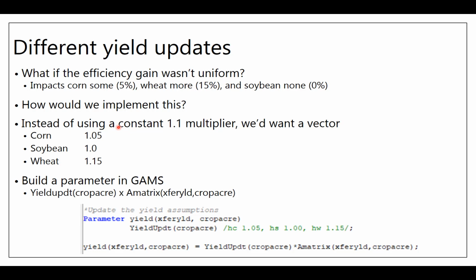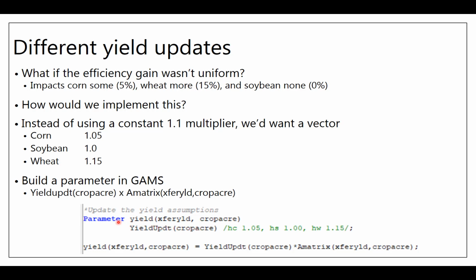Well, instead of using a constant multiplier 1.1, we could actually just create a vector and say, okay, when it's corn, it's 1.05, for soybeans, it's 1.0, and when it's wheat, it's 1.15. We can just build a new parameter in GAMS. Just call it yield update over crop acre, and then multiply it by the A matrix for transfer yield times crop acre.